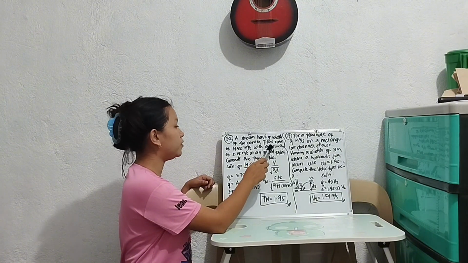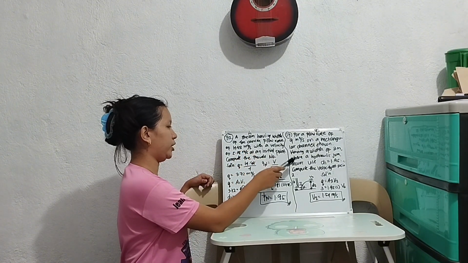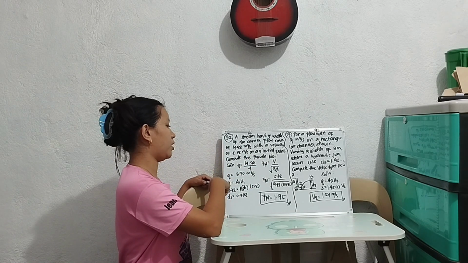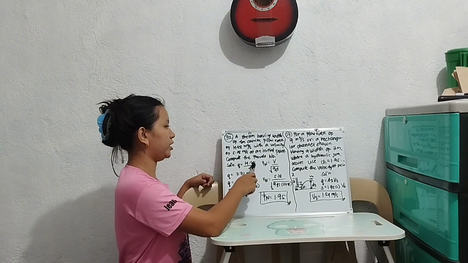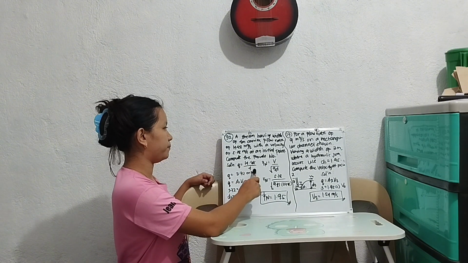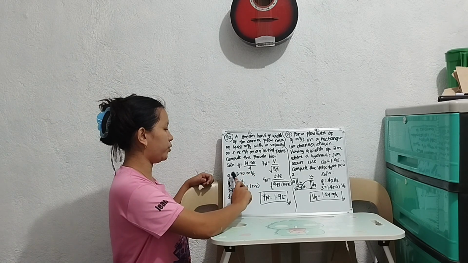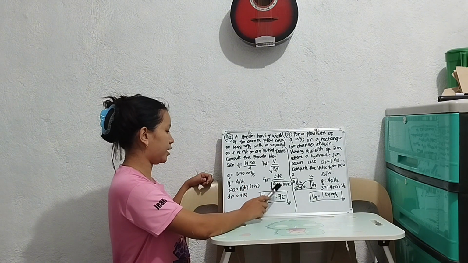For number 32, a stream having a width of 4 meters carries a flow rate of 14.88 cubic meters per second with a velocity of 5.18 meters per second at an initial point. Compute the Froude number. Here we have the solution. Small q is equal to 14.88, which is the flow rate, over 4, which is the width. So q is equal to 3.72 cubic meters per second.